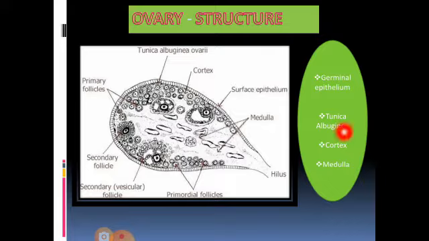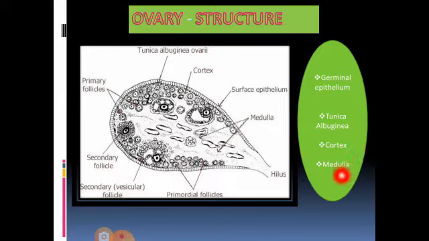What about the last one? Medulla. Medulla is the center part, the innermost part of the ovary. It is made up of less dense connective tissue, richly supplied with blood vessels and nervous tissue. Got it? This cortical region and the central medullary region together are called the stroma. Within the ovary, we have only 4 major parts: germinal epithelium, tunica albuginea, cortex and medulla. Cortex and medulla are together known as stroma.